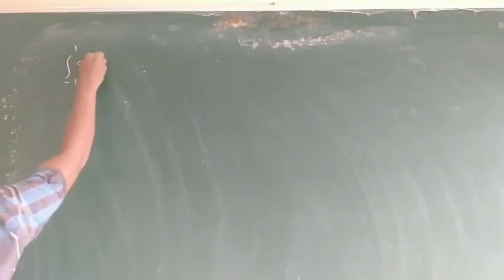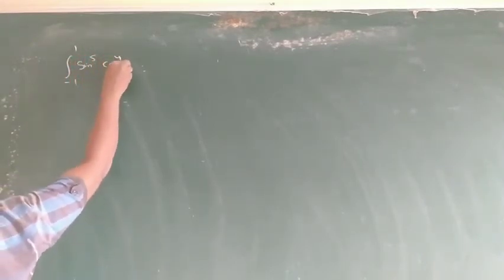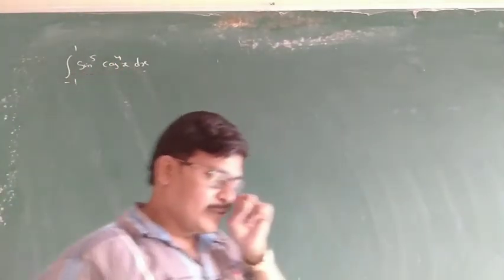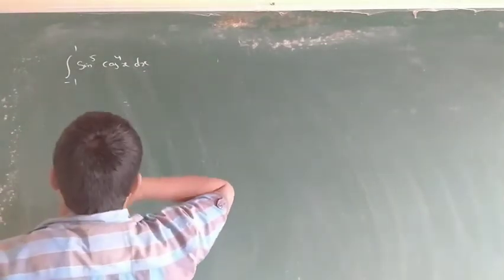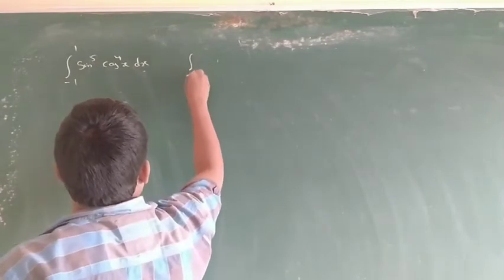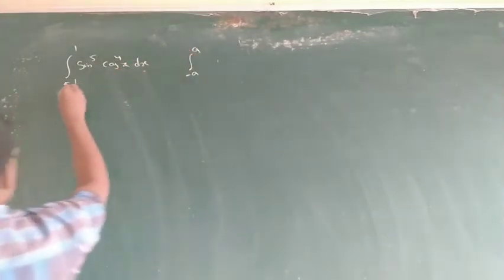Next problem: integral minus 1 to 1 of sin power 5 x cos power 4 x dx. Today all problems are important, so for the Friday exam, total integration. Which property does this problem have? P7. What is P7? Integral minus a to a. Here, see minus 1 to 1. Minus 1 to 1 means what is the property?